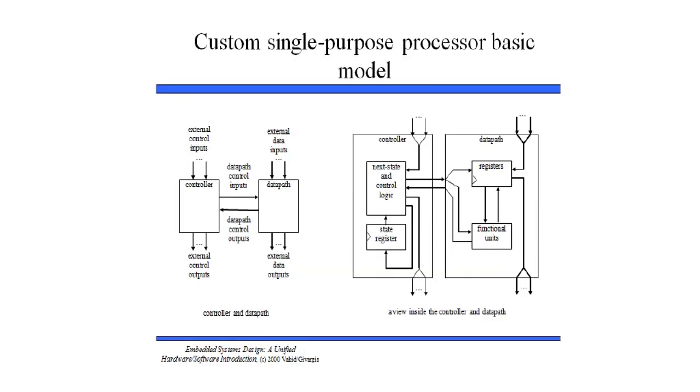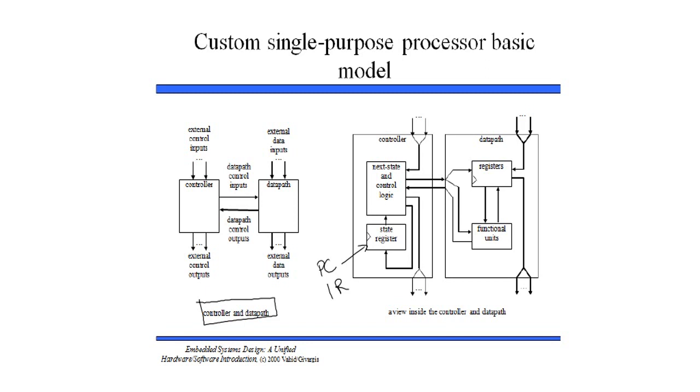I am borrowing slides from Vahid, from the book A Unified Hardware/Software Introduction. As I told you, for designing any single purpose processor we need a controller and a data path. So what is there in the controller and the data path? The controller contains next state control logic and some state registers. The state registers could be a program counter or instruction registers, right? And there are some flags as well.